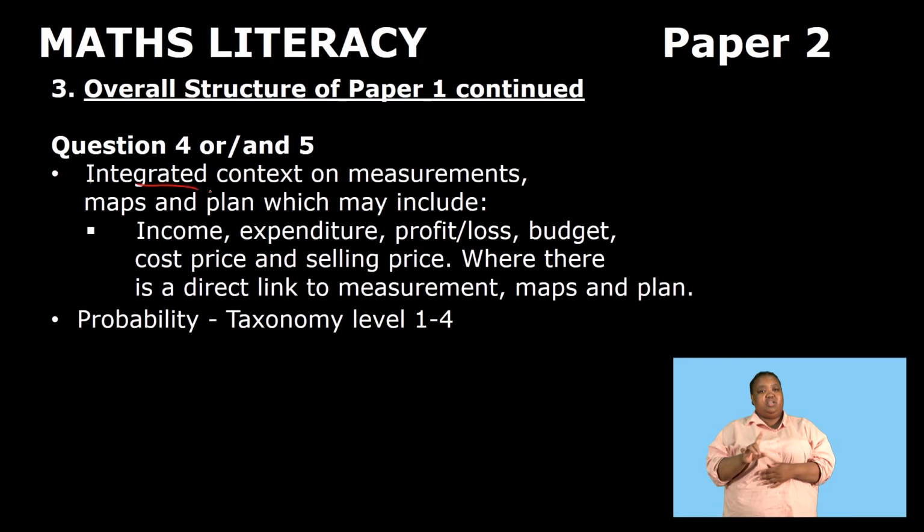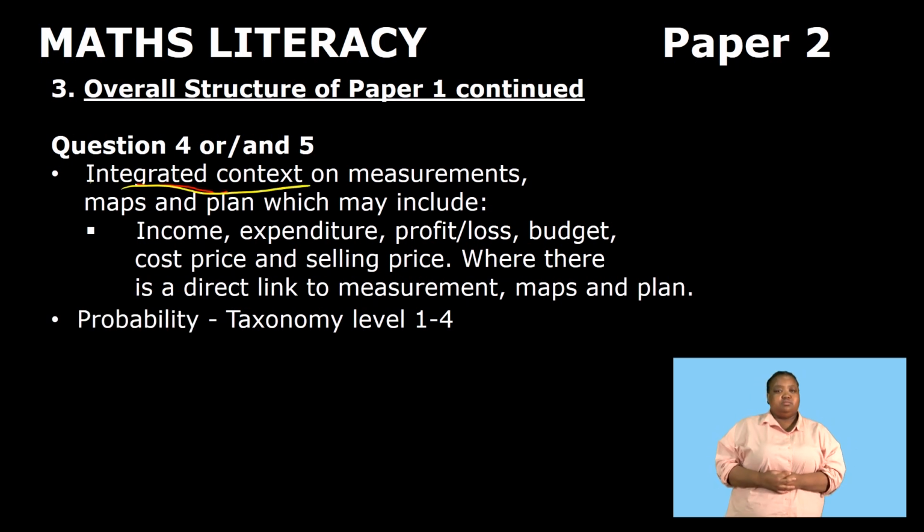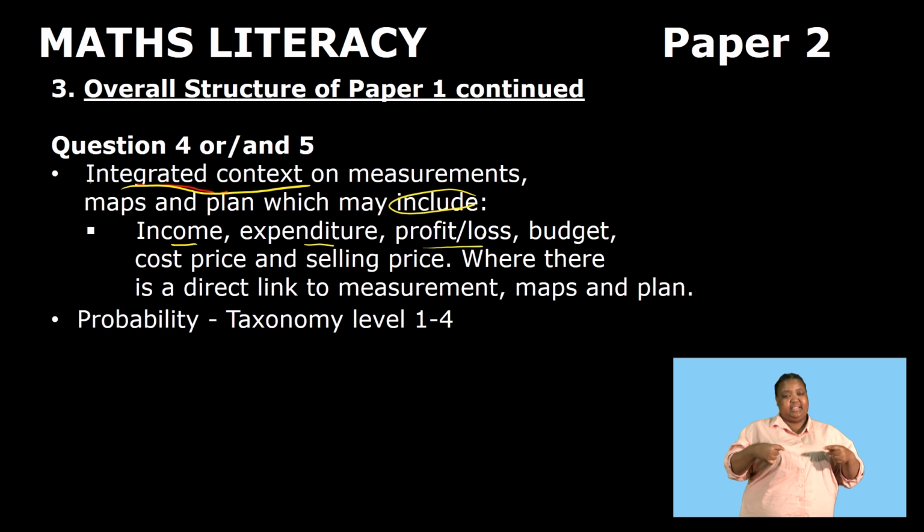And with question 4 and or 5, we will have the integrated context on measurements, maps and plans, which may include income, expenditure, profit or loss, budget, cost price and selling price, where there'll be a direct link to measurement, maps and plans. And a little bit of probability could also be examined, whereby the levels covered would be level 1 to level 4.